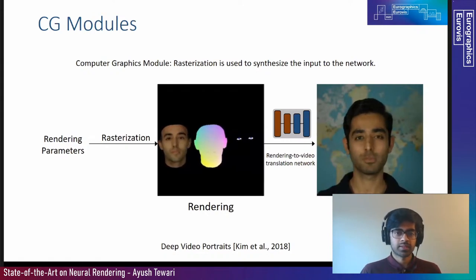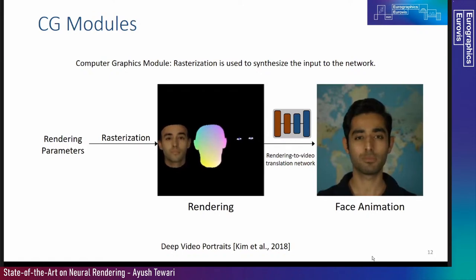Some other methods, such as deep video portraits, first render a coarse and approximate scene based on the rendering parameters. This rendering is incomplete and far from photorealistic, but being an image, it makes it easier for a CNN to process this kind of input. The neural renderer then learns to convert this into a photorealistic animation output.